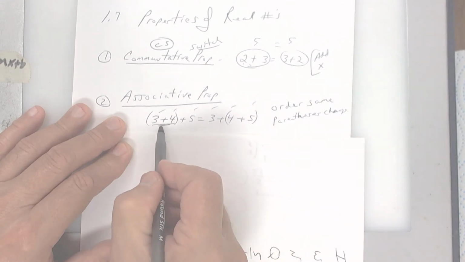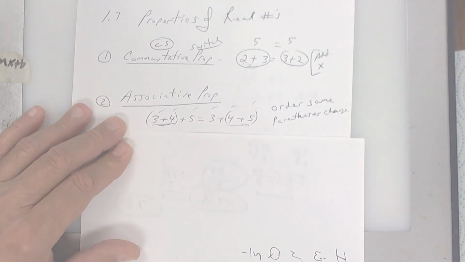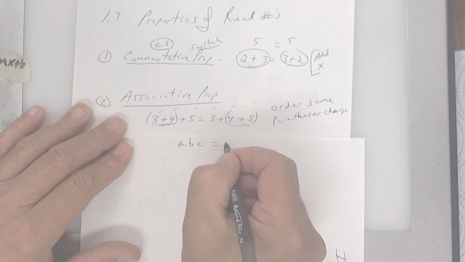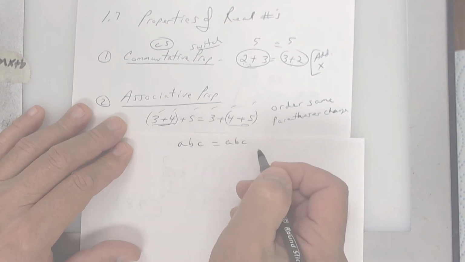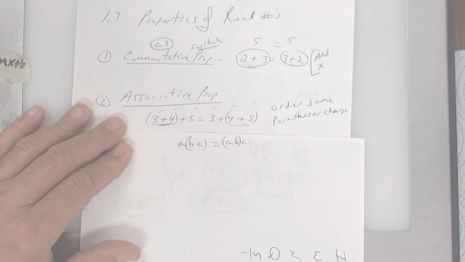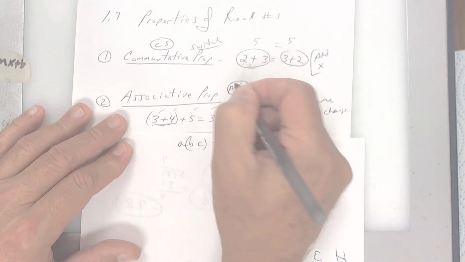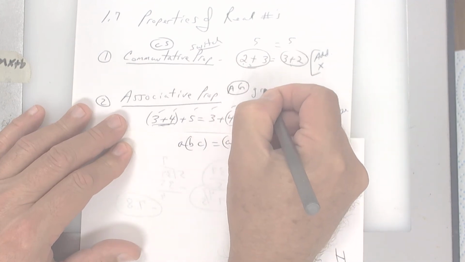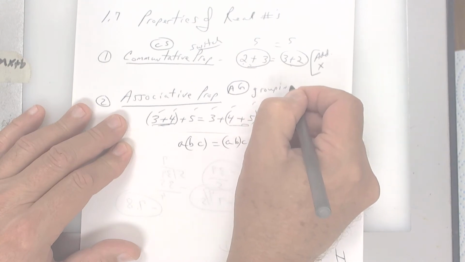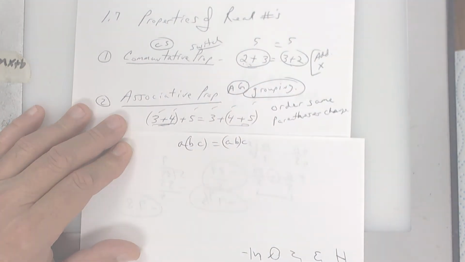Here you have 3 plus 4, and then I switch it to 4 plus 5. So if you have A, B, C, you're multiplying, then it's going to stay the same, A, B, C. So here you might have that, and then you switch it to that. That would be associative. Associative is AG, grouping. Write that down. If you group it differently, okay? Commutative is switch.